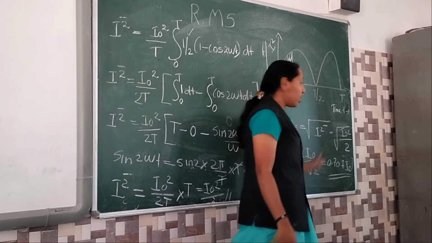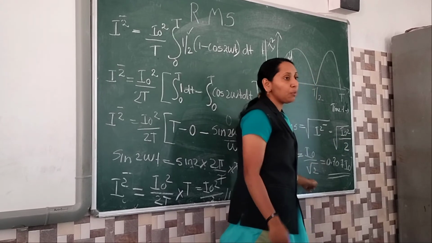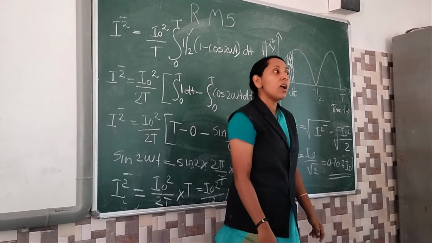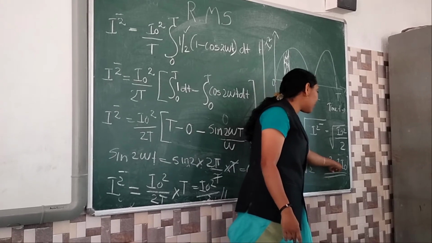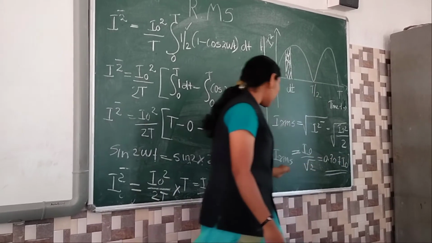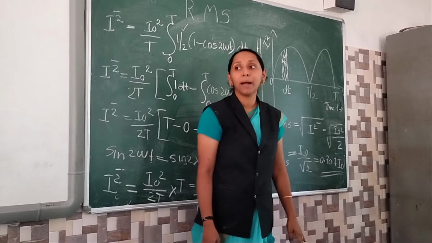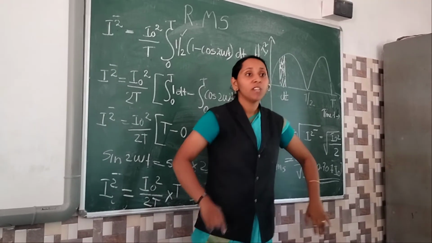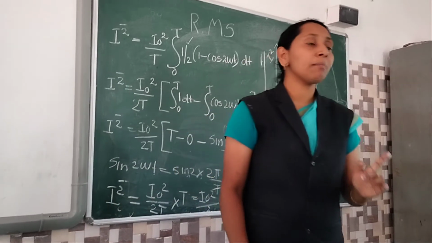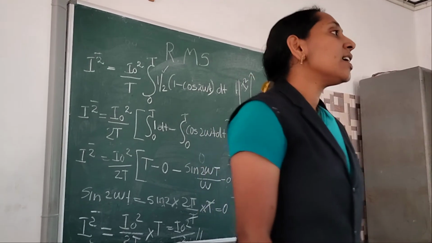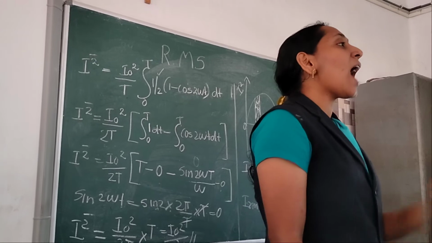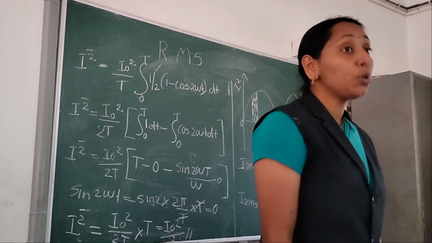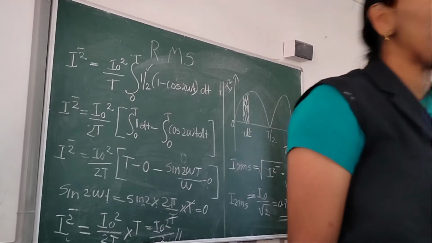I naught square का square root क्या है? I naught. 2 का square root क्या है? Root 2 का वैल्यू 1.414, so divide करो, answer is 0.707 I naught, this is the value of IRMS. Clear everyone? So you just keep it in your mind, IRMS value is 0.707 I naught, otherwise IRMS equal to I naught by root 2.